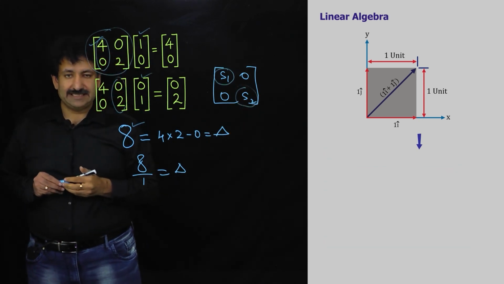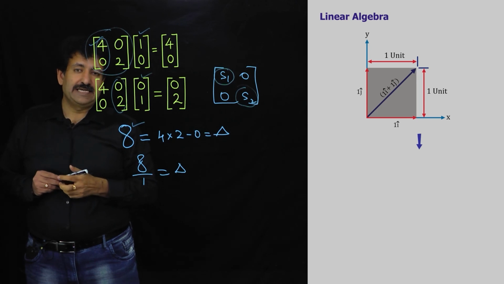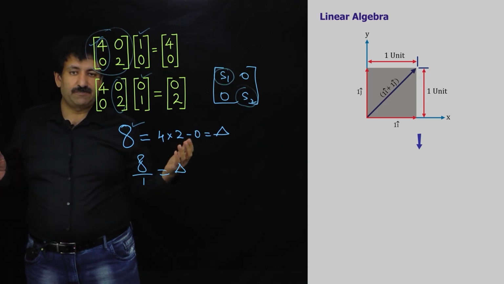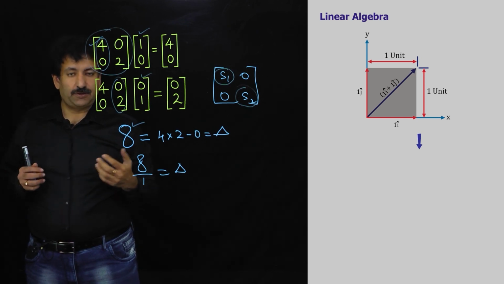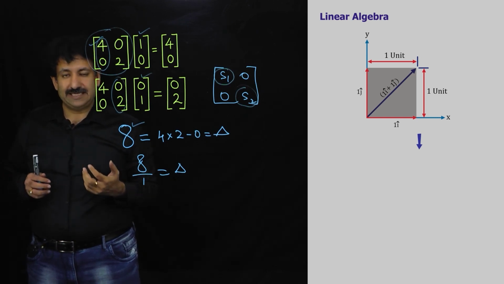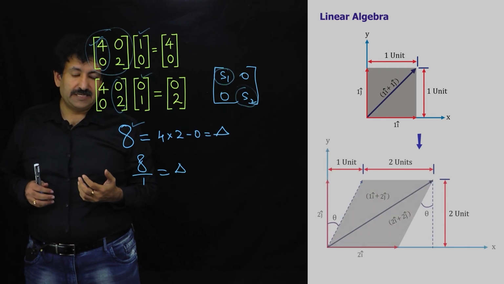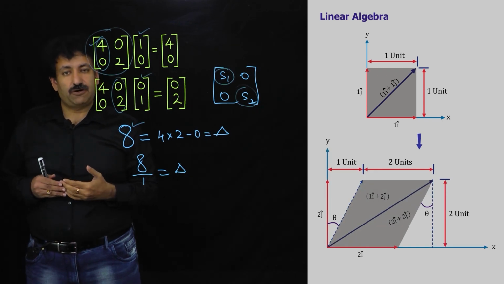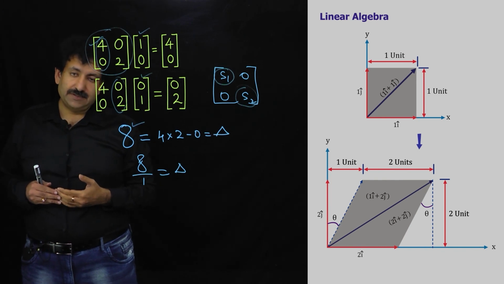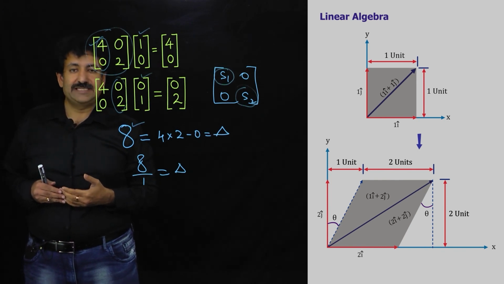Now let's look at a transformation where the figure is not just getting transformed into a rectangle, but it is also getting distorted. That is, I am talking about the transformation of the unit square space into a parallelogram. Let's see how exactly it is.